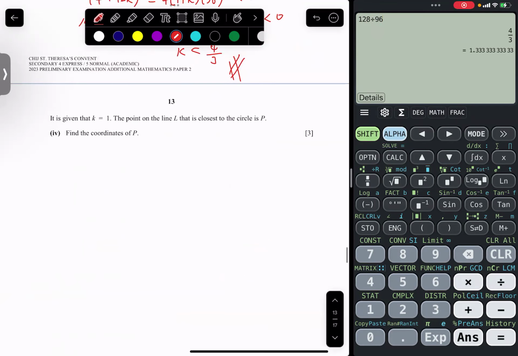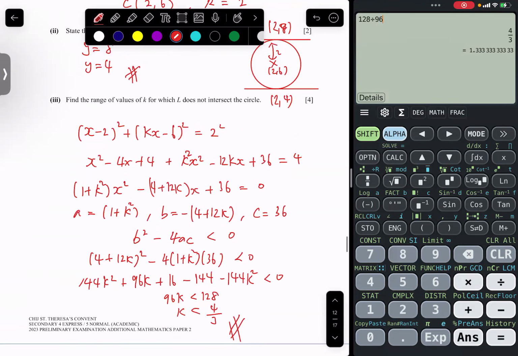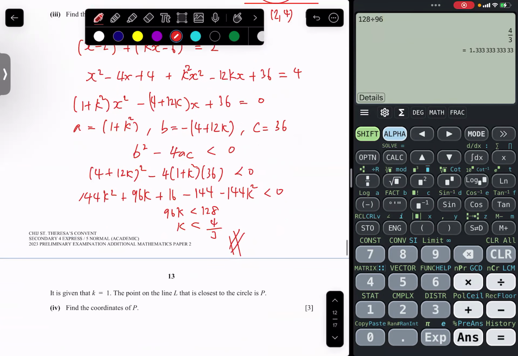It is given that K equals 1. The point on the line L that is closest to the circle is P. Find the coordinates of P. Find the range of values of K for which the line does not intersect the curve. From here, we realize that K must be less than 4/3. So 1 is lesser than 4/3, which means it's not intersecting.